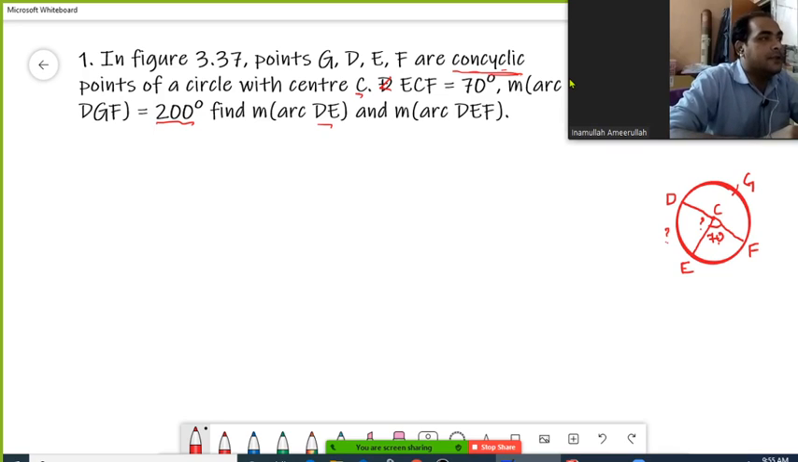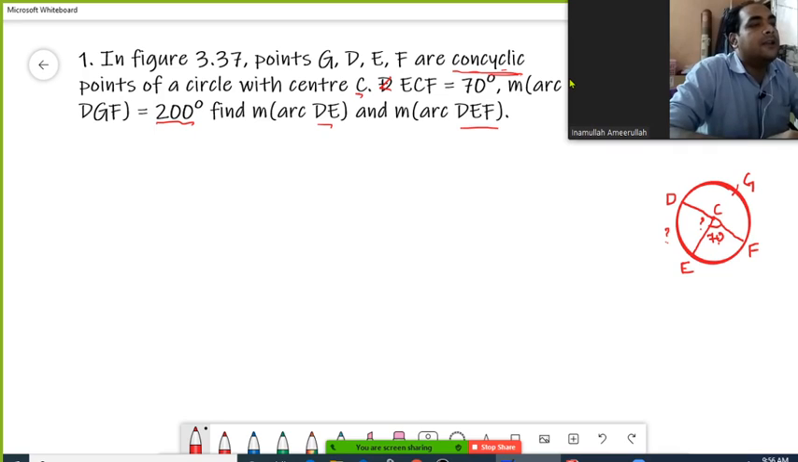And second, we need to find the major arc DEF, this whole arc. It's simple. If you have this arc EF, you can add arc DE and arc EF to get the major arc DEF. So this is all about this question. Now let us start with its solution.